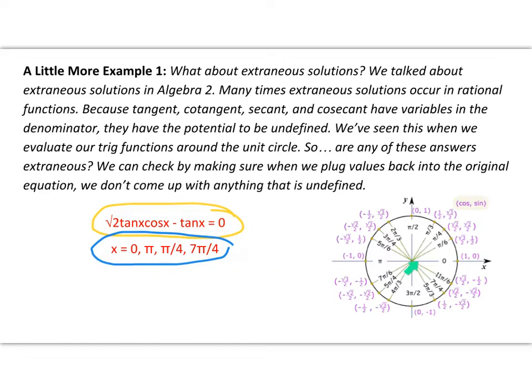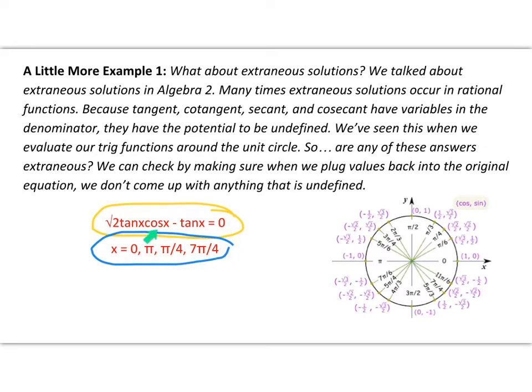So when I look at x equals 0, and I look at the ordered pair, when I take the tangent, I would take 0 over 1. Remember, 0 in the numerator is fine as long as we don't have 0 in the denominator. So I know that 0 does not produce an undefined answer. Similarly with pi, tangent is 0 over negative 1. So that's going to be fine as well because it's 0. At pi over 4, tangent is 1 because we have root 2 over root 2. And then at 7 pi over 4, similar story, but I would get negative 1 from tangent. So tangent is not undefined for any of these 4 values.